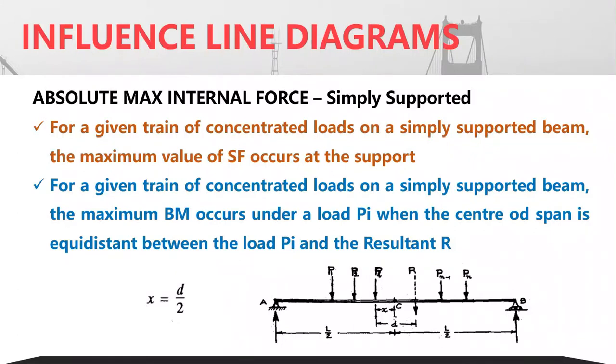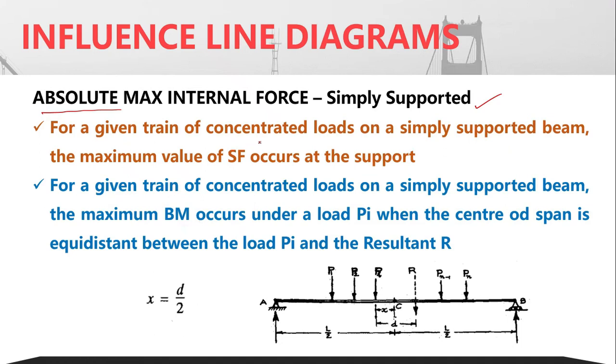How do you find it? Now this I am talking only of a simply supported case. There are a large number of cases and it's not possible to derive such formulas for all cases, but this I am telling for only an absolute maximum value for a simply supported beam. I use the word absolute, you see there is a difference. So, the absolute maximum value of internal force for a simply supported beam. We will be talking only of a simply supported beam.